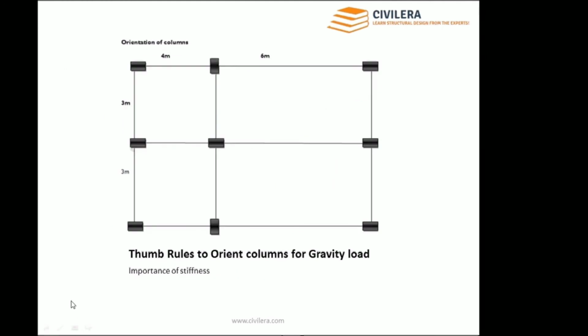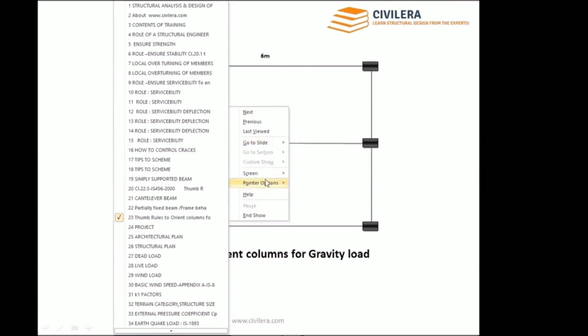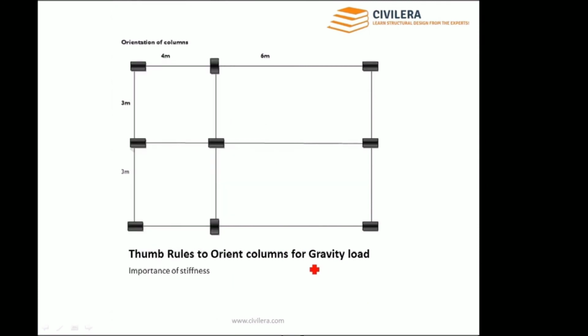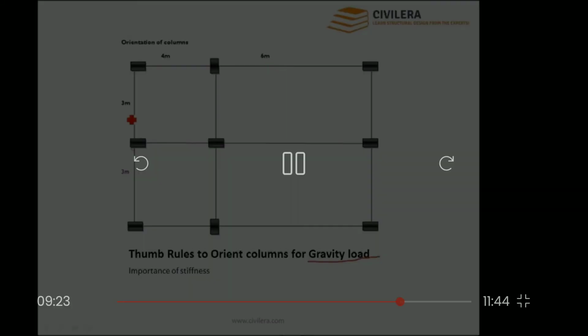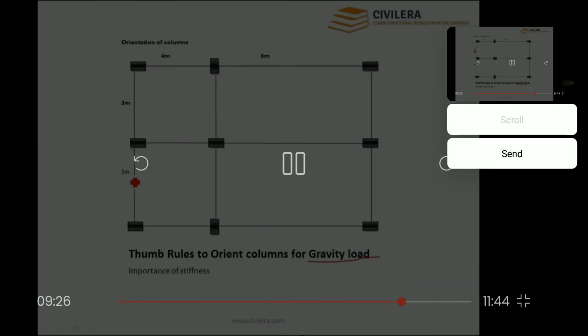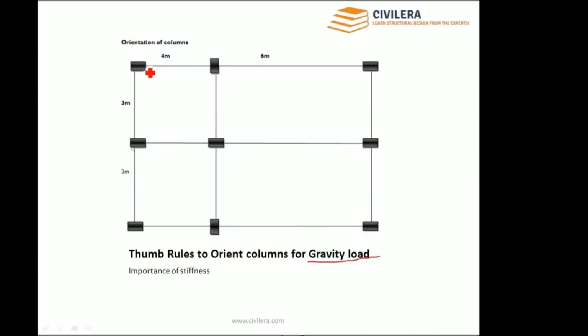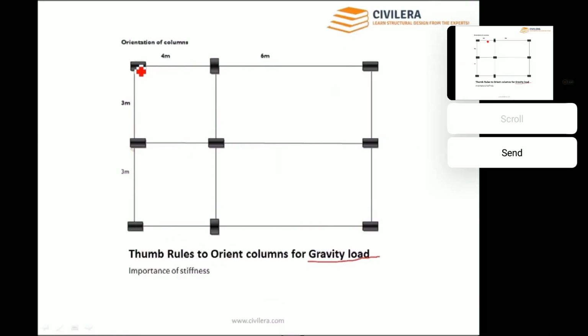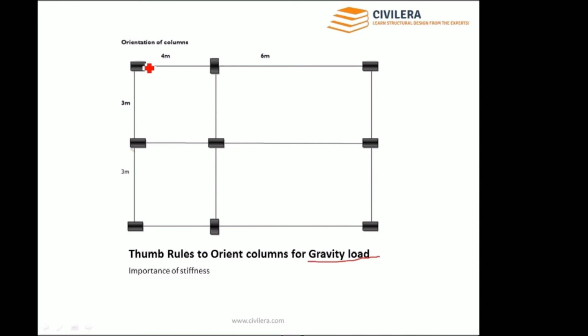Now with this understanding, let us also look at orienting columns for gravity load. So please note, this rule works for gravity load orientation of columns. For lateral loads we may have to do a second check. So here you have a building, say this is the framing plan, and you have 4 meters, 6 meters, 3 meters and 3 meters. Now this first column I'm orienting in this way because 4 meter is more than 3 meter. So the column needs more stiffness in this direction, or this beam will be having more moment at the end, and hence the column has to be oriented in this direction.